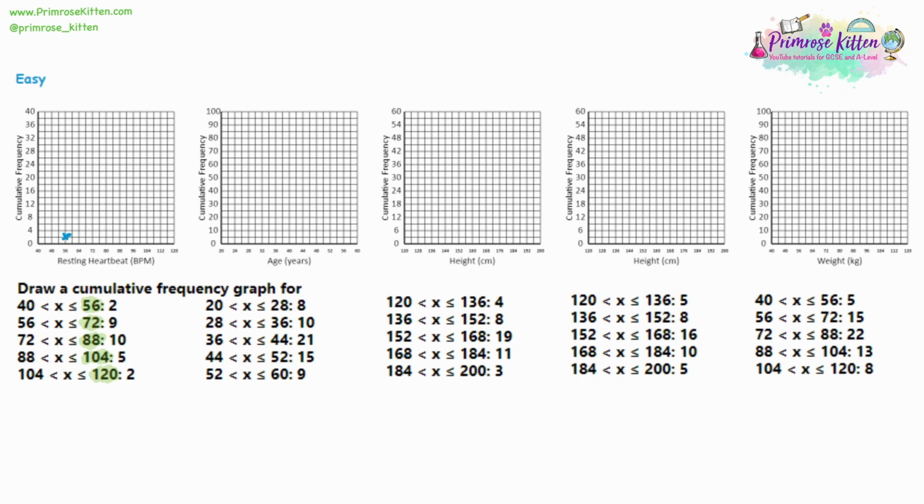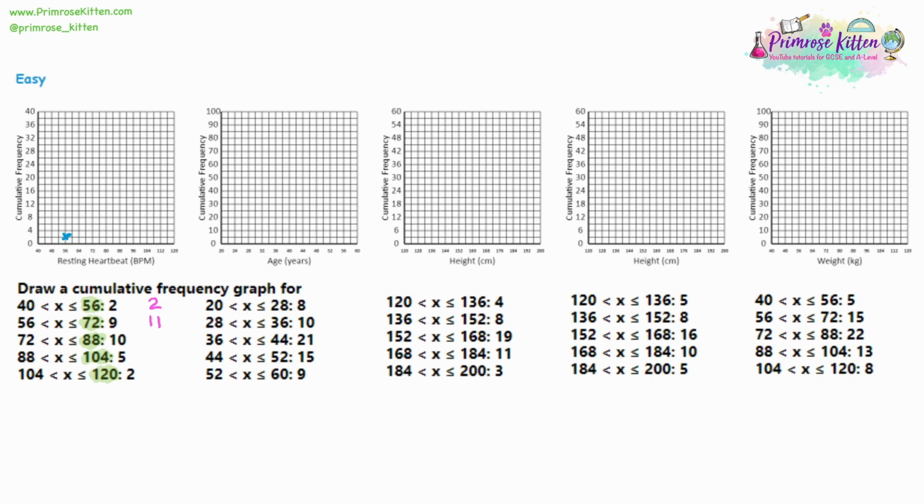Now, to the second point, we have the second mistake. We're going to plot this at 72, but we're not going to plot it 9 high. This is because cumulative frequency is a running total. So if our first group is 2, then our second group is 11. And what we're saying is that in our first group, by 56, we know for sure we've passed 2 people. But by 72, we know for sure we've passed 11 people: the 2 people in the previous group, and then the 9 new people in this group.